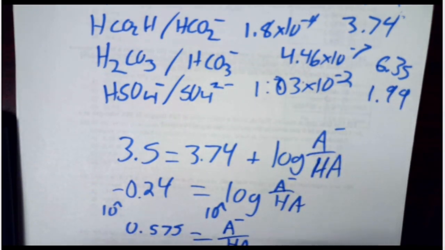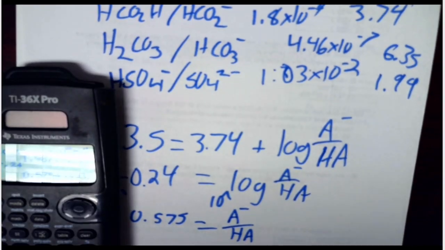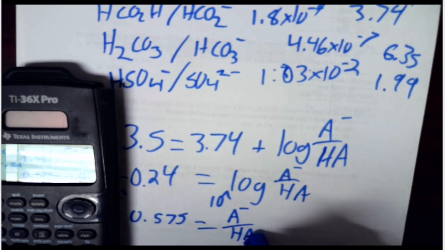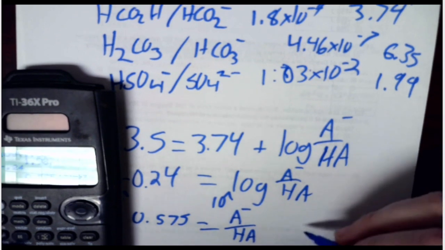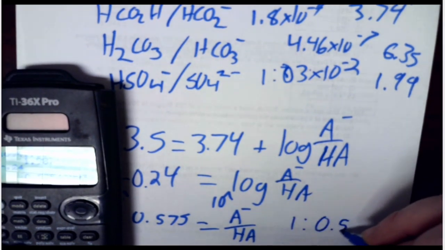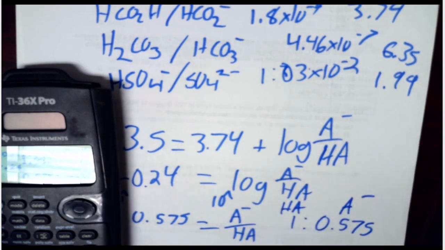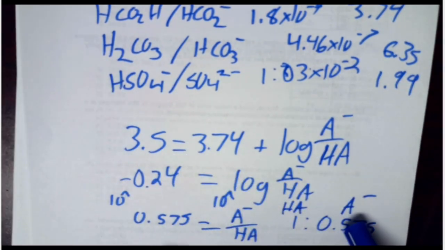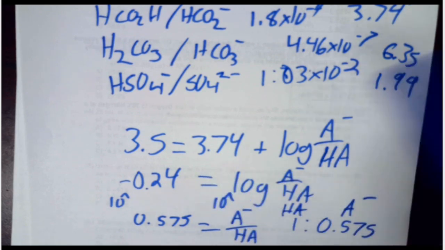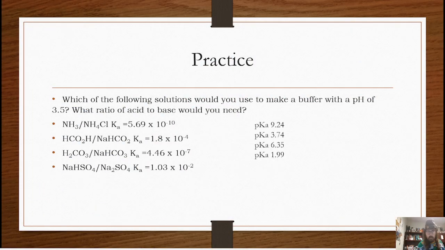So we want slightly more HA. Whatever the concentration of HA is, we want 57.5% of A minus. So if this is 1 molar, you'd have a 1 to 0.575 ratio of HA and A minus. But more HA makes it more acidic, so the pH drops down. More A minus would make it more basic, and so pH would jump up. So take that with a grain of salt.